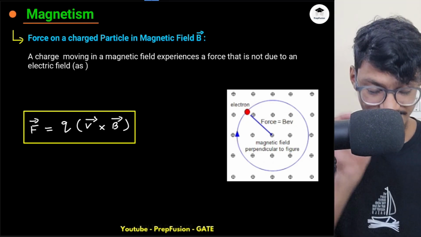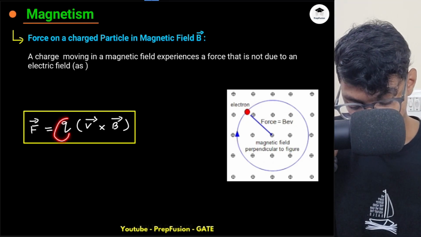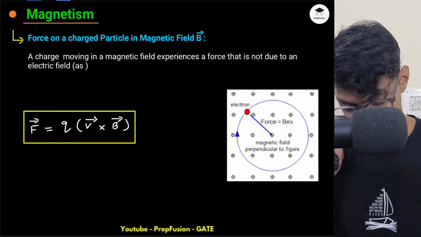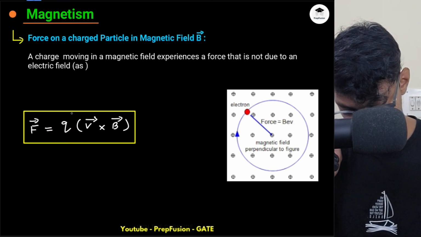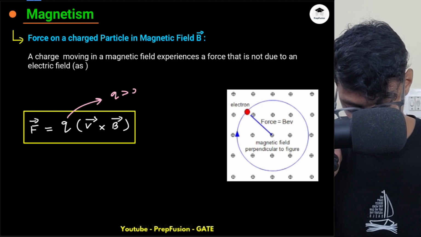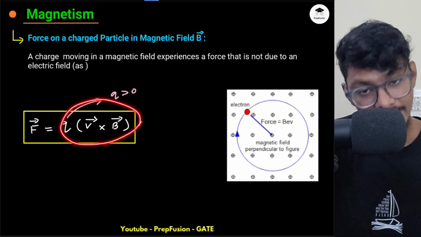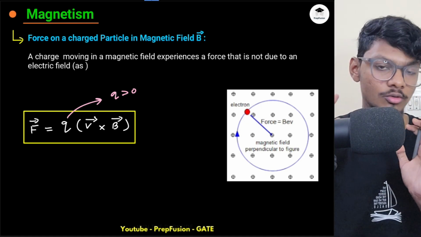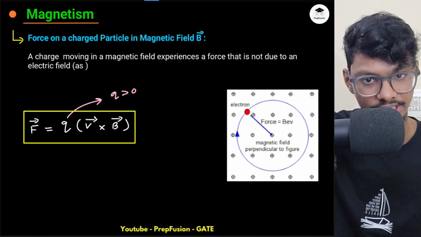Now just one key point I wanted to tell you, you have to take care of the sign of Q. If Q is positive, then the force will be in the same direction as the direction of V cross B. I hope you understand how to do V cross B. I will show you in the next slide.